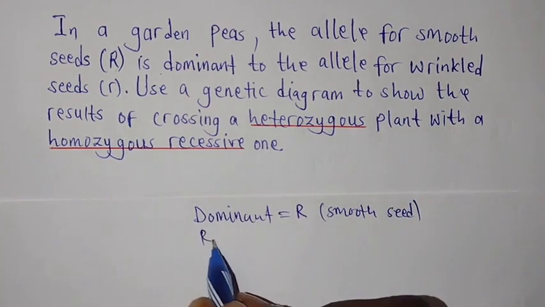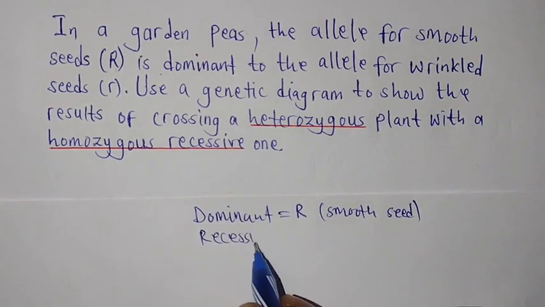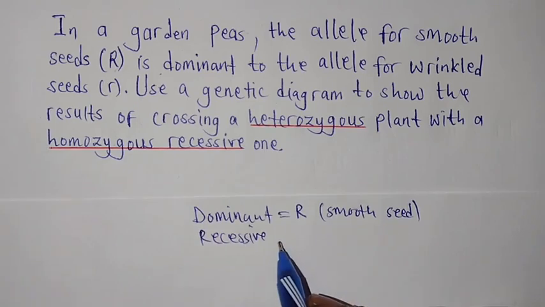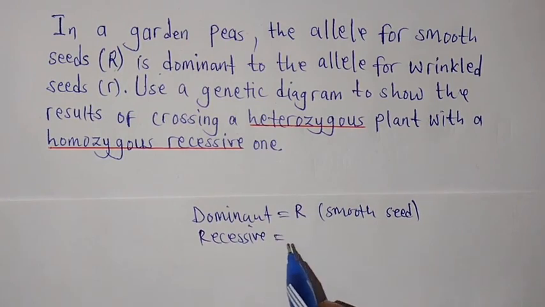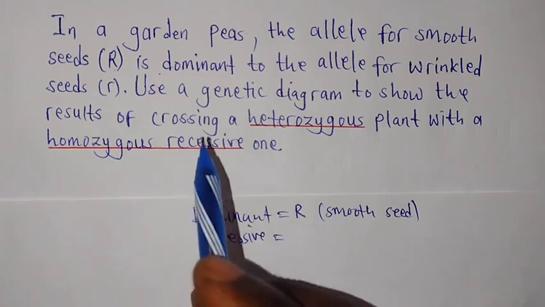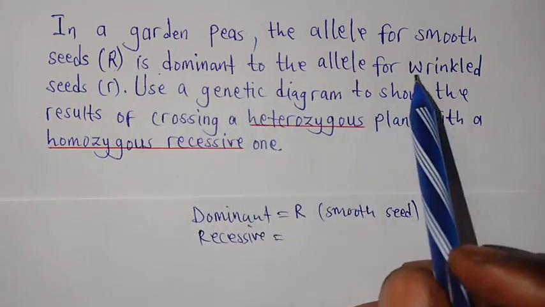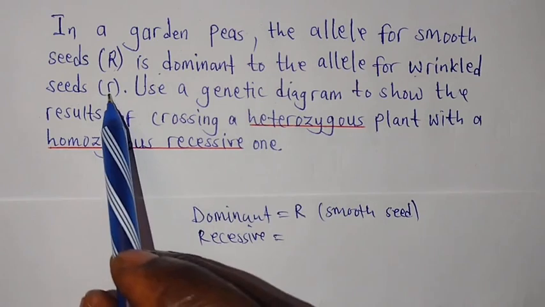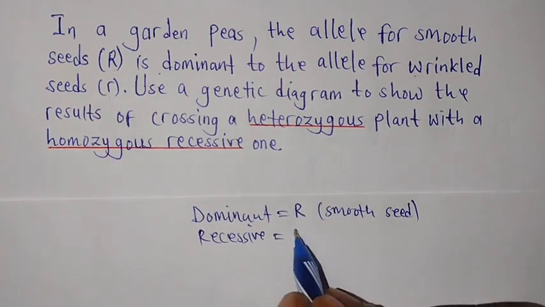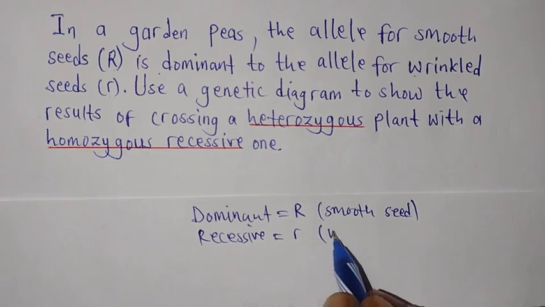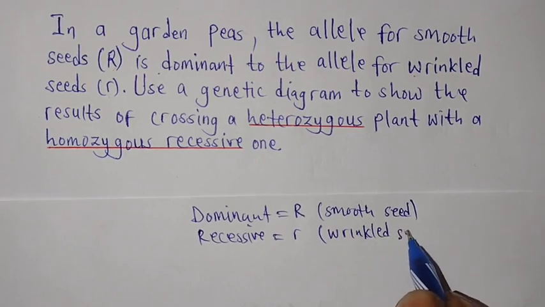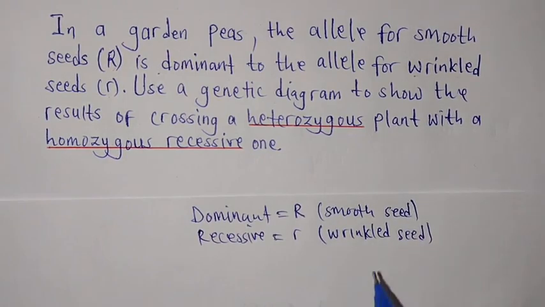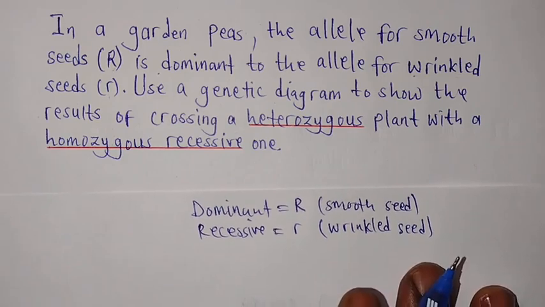Then we also have recessive alleles. Recessive alleles are alleles that are less expressed in the phenotype, meaning that these are written using small letters. So the recessive one, which is wrinkled, is written using a small letter r. This one represents wrinkled seeds. This information is very important for you to understand.